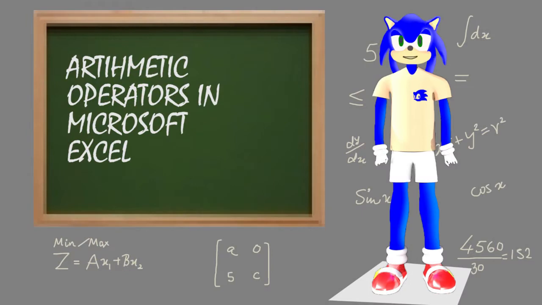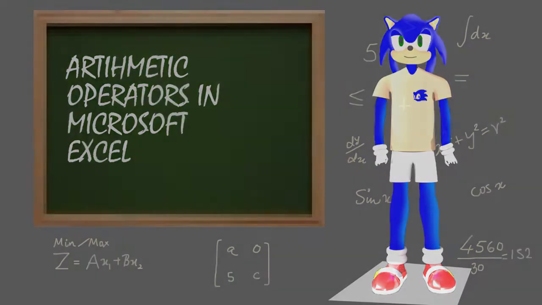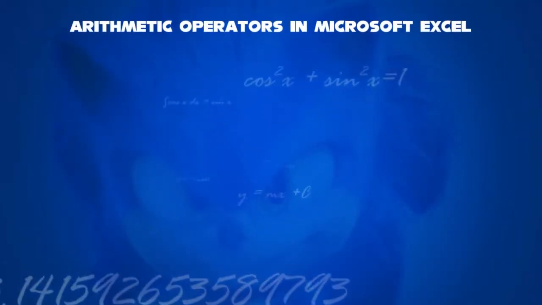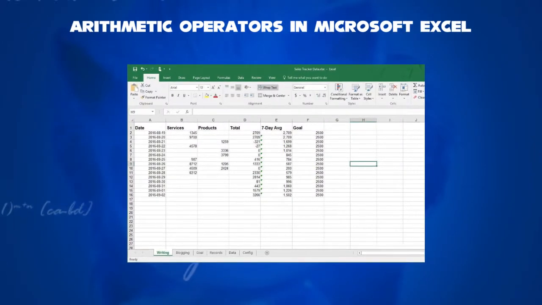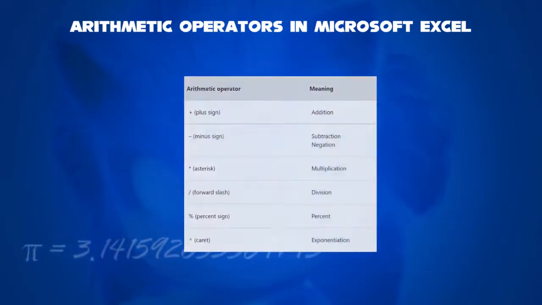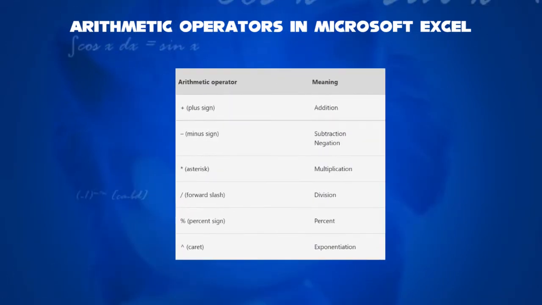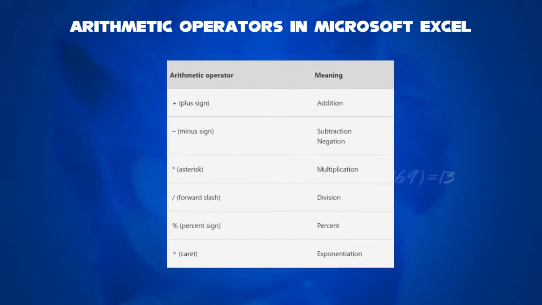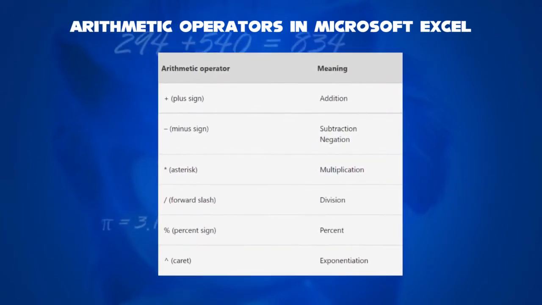Hello, I'm Sonic. We will learn about arithmetic operators in Microsoft Excel. In the last video, we learned about the basics. It uses a spreadsheet for calculations. We have 6 basic arithmetic operators: plus sign, minus sign, asterisk, slash, percent sign, and caret.